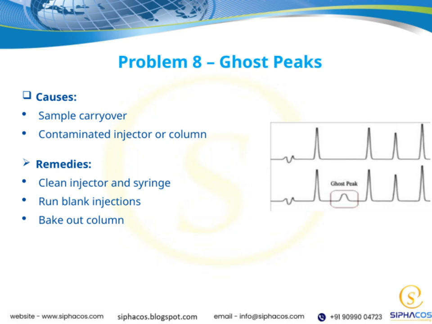To address this issue, there are several effective remedies. First, it's important to clean the injector and syringe thoroughly to remove any residual sample. Running blank injections is also a good practice. This helps flush out any lingering contaminants before analyzing your actual sample. Additionally, performing a bakeout of the column can help. Baking out involves heating the column to remove any trapped impurities, ensuring a cleaner baseline and more accurate results. By understanding these causes and remedies, we can minimize ghost peaks and improve the reliability of our analytical data. This ties back into our overall theme of maintaining high quality and consistent chromatography performance.